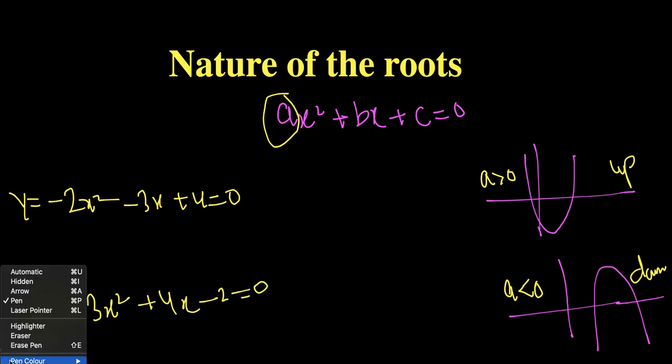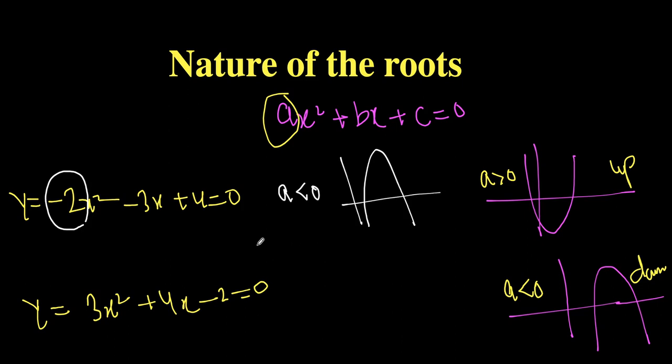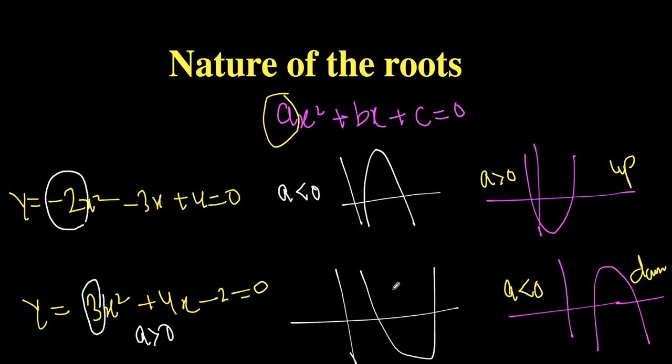Now we will check what is the coefficient of x square. For the first equation, the coefficient of x square is negative. So your a is less than 0, so your graph will be downward. Now here, your a is greater than 0, so the graph of the quadratic equation will be upward. So a decides whether your graph will be upward or downward.